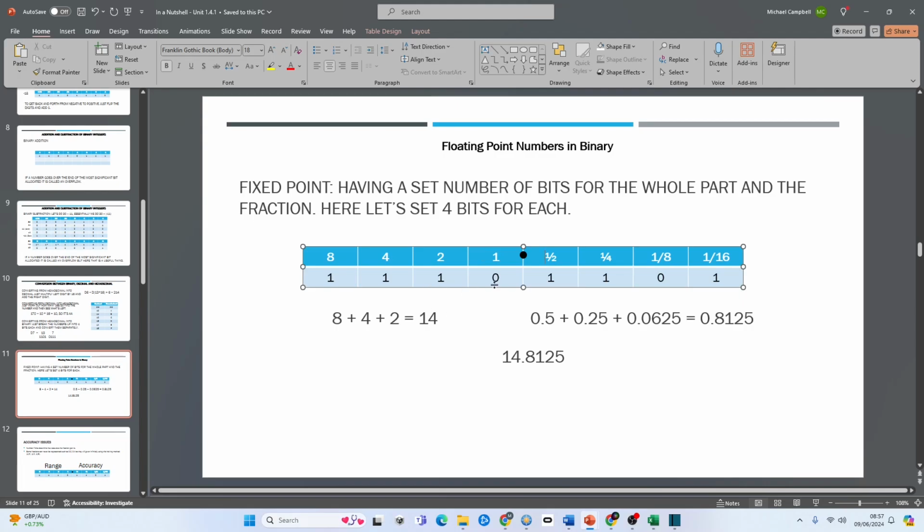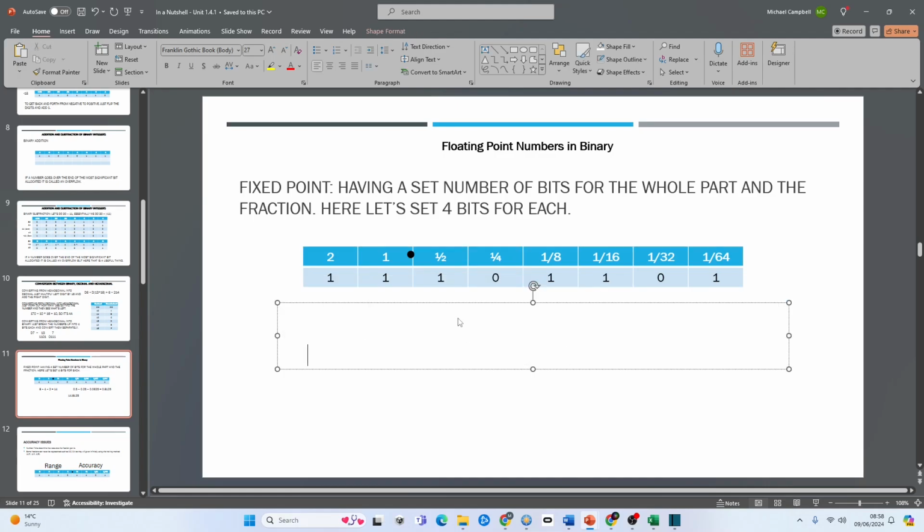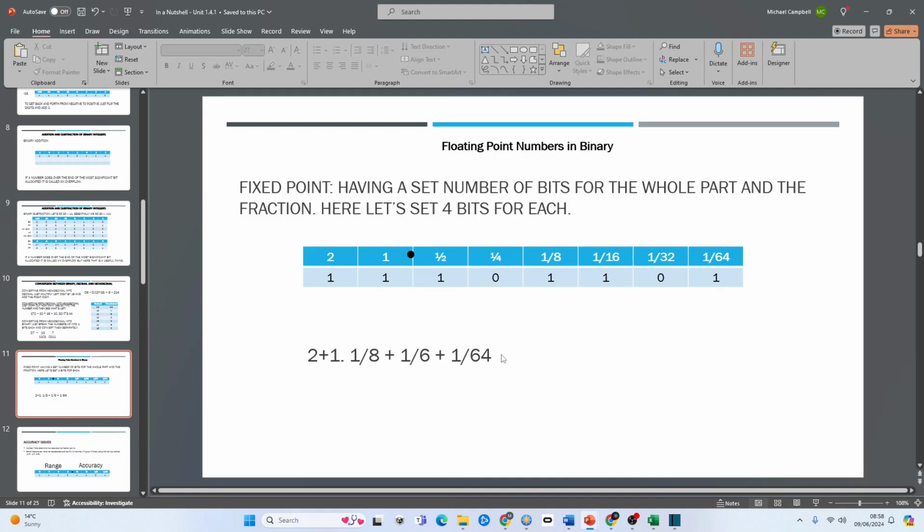But obviously, the more bits you've got for the whole part gives you a higher range. The more bits you've got for the fraction gives you higher accuracy. So higher accuracy in the fraction, higher range. Obviously, if we move this 2 across and we stick it here, then we only end up with 2 and 1. And then, of course, we've got much more precision in how accurate our fraction part can be. But at the same time, I can't even do this math, but that would be something like 2 plus 1/8 plus 1/16 plus 1/64, which I'm not doing live because I can't bother, and that's really annoying.